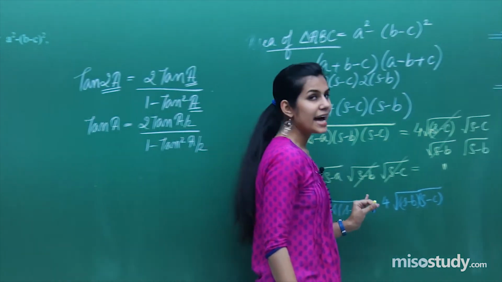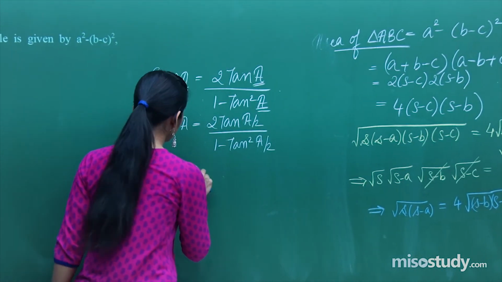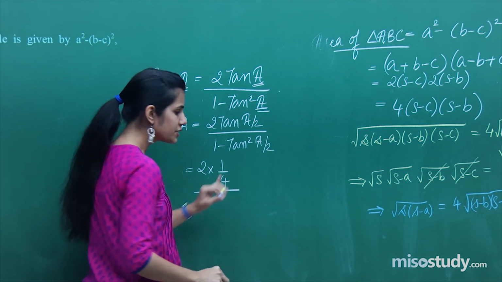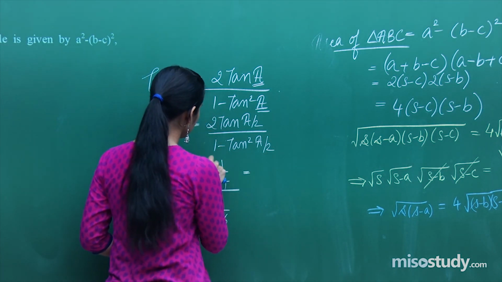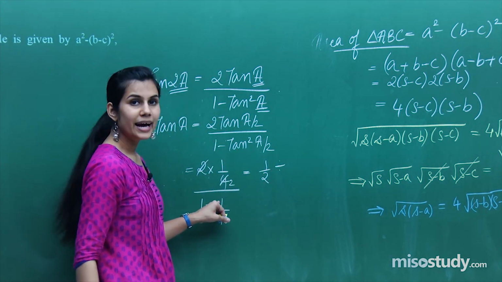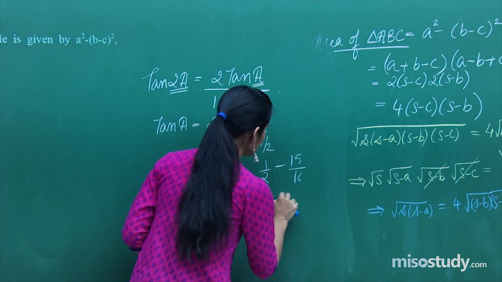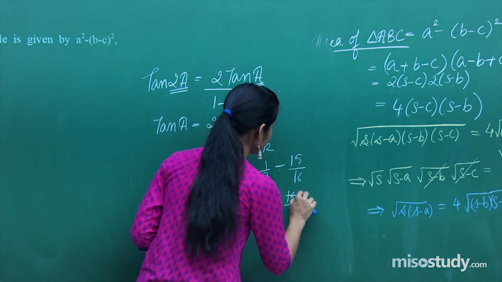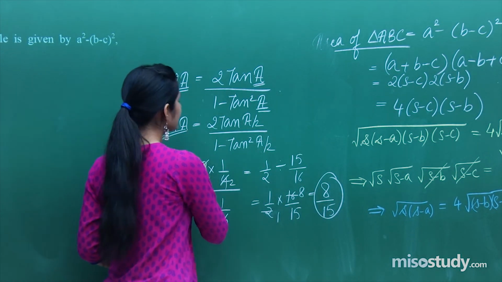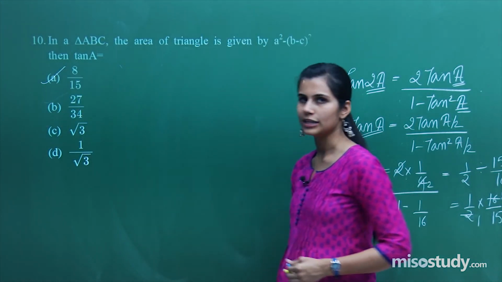What is tan A by 2? Tan A by 2 is 1 by 4. So twice of 1 by 4 whole upon 1 minus (1 by 4) whole square, which is 1 by 16. So you get 1 by 2 divided by 15 by 16, or you can write it as 1 by 2 into 16 by 15. What you get is 8 by 15. So your tan A is coming out to be 8 by 15. Let's see if it is there. Yes, it is there as the first solution.